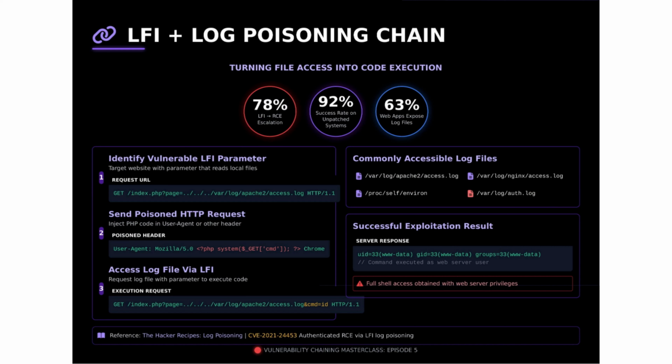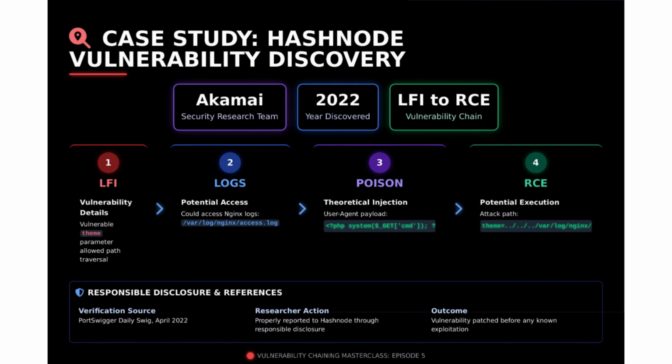The server responds with uid=33 www-data. The attacker now runs commands as the web server. From reading files to running commands, that's the pivot. In 2022, researchers reported exactly this chain in Hashnode.